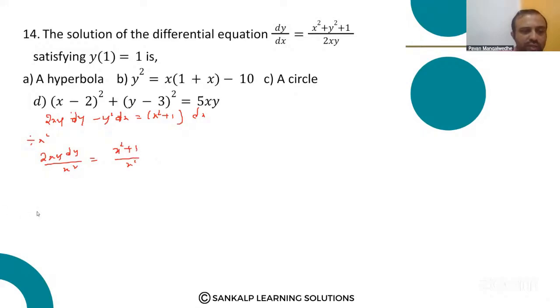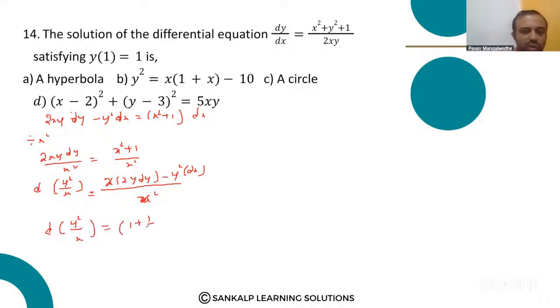So recognize the differential of y square by x. What we are going to get is d of y square by x equals x into 2y dy minus y square into dx, divided by x square. So this equation becomes d of y square by x equals 1 plus 1 by x square into dx.